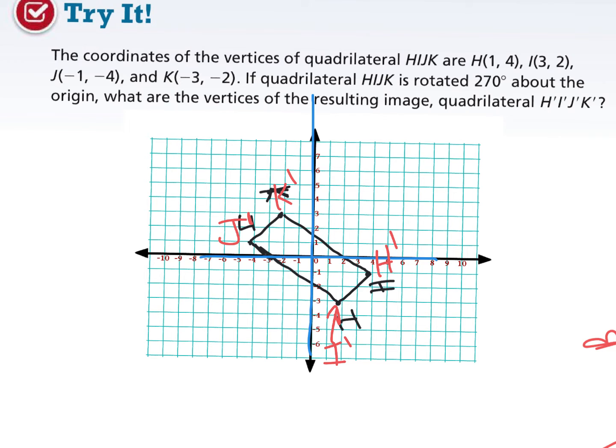And technically it says what are the vertices of the point, so they're actually asking what the coordinates are. So you'd have to say H prime is 4, -1, I prime is 2, -3, J prime is -4, 1, and K prime is -2, 3.